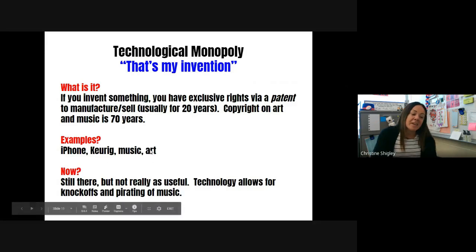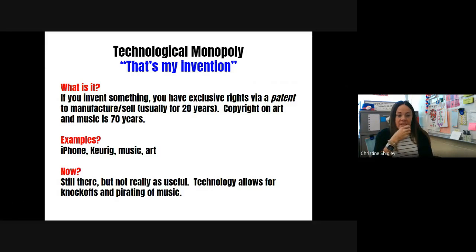So anyway, examples here: your iPhone, your Keurig coffee maker, music, art, Polaroid. I think your book gives the George Foreman grill as an example. But the thing is that we all know, something gets invented, a knockoff is right there, right? Like you used to have to buy Apple chargers and Apple cases and stuff for your phone, and now other companies are making them. They've just figured out exactly how to fit them. And so you don't have to pay $40 for the charger anymore. You can pay $10, right?